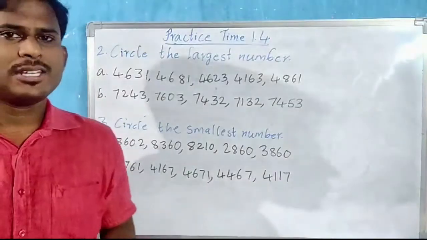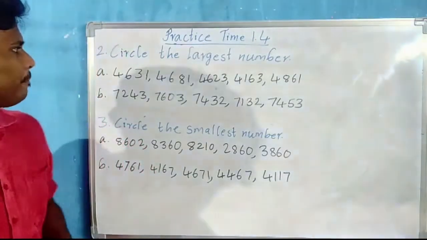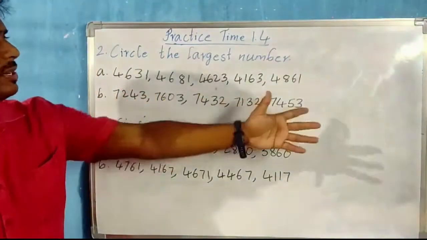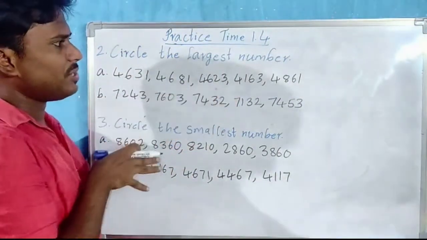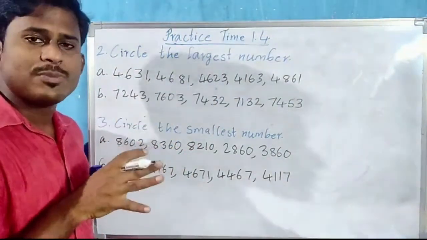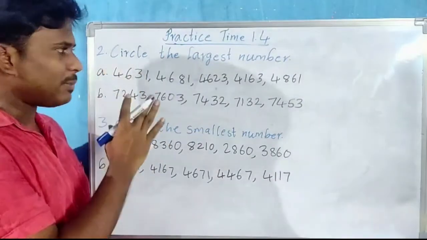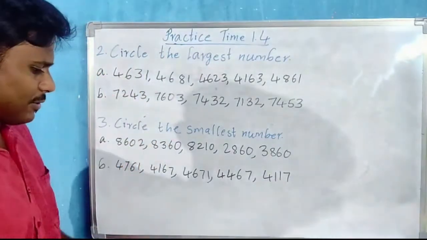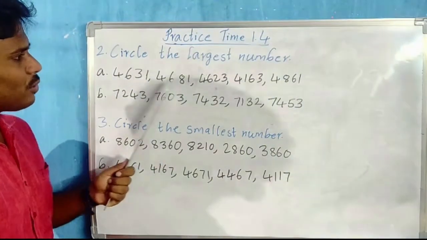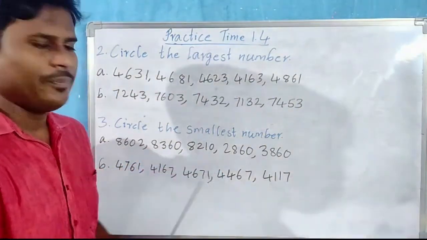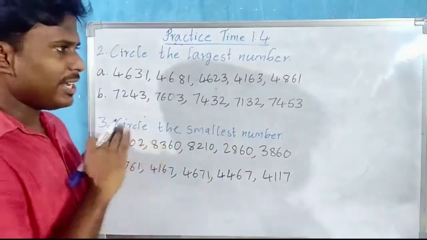Second bit. Circle the largest number. So we have some numbers here. We have to pick up the largest number. So largest number means what? We have to look up for the highest place. Highest place is thousands place here. So highest place, thousands place, we have 4, 4, 4, 4 and 4. All the thousands places are 4, equal.